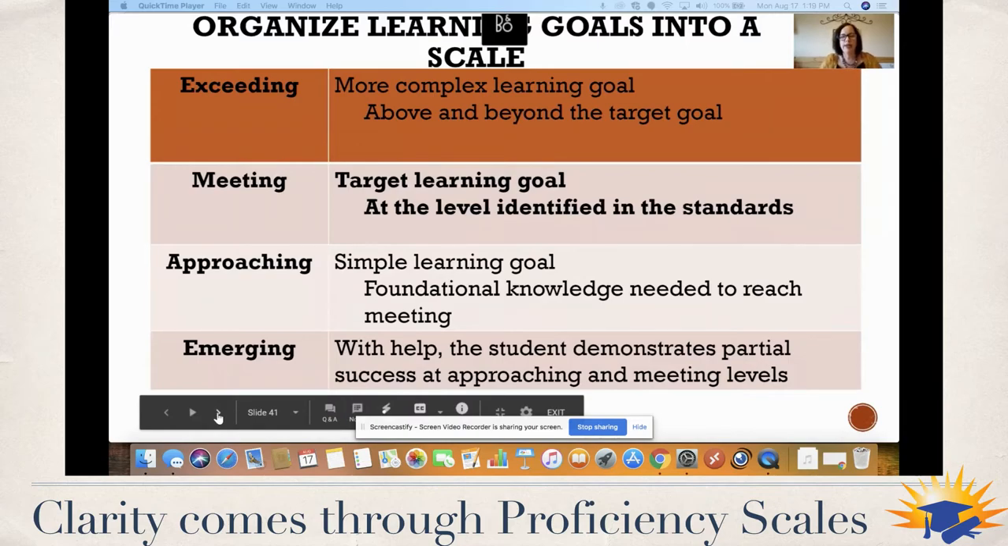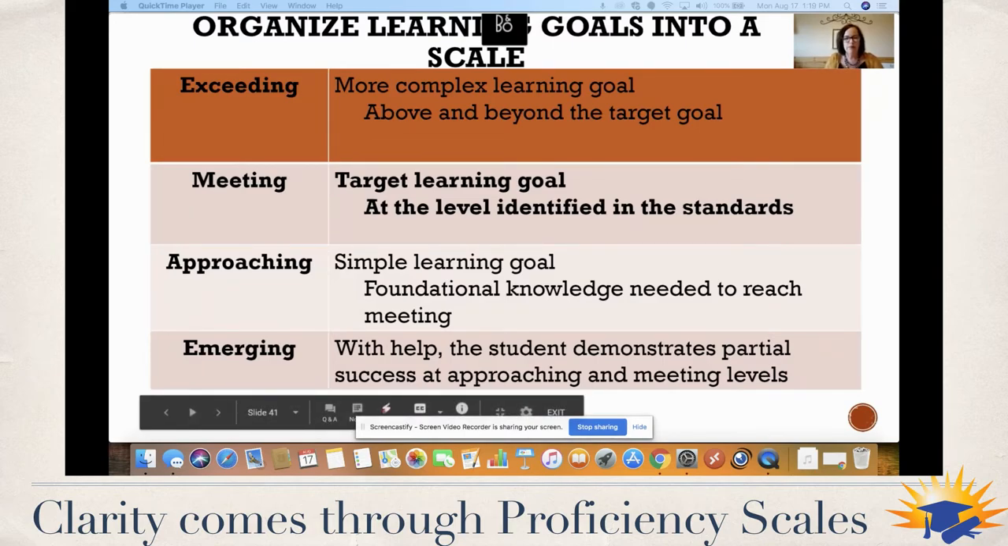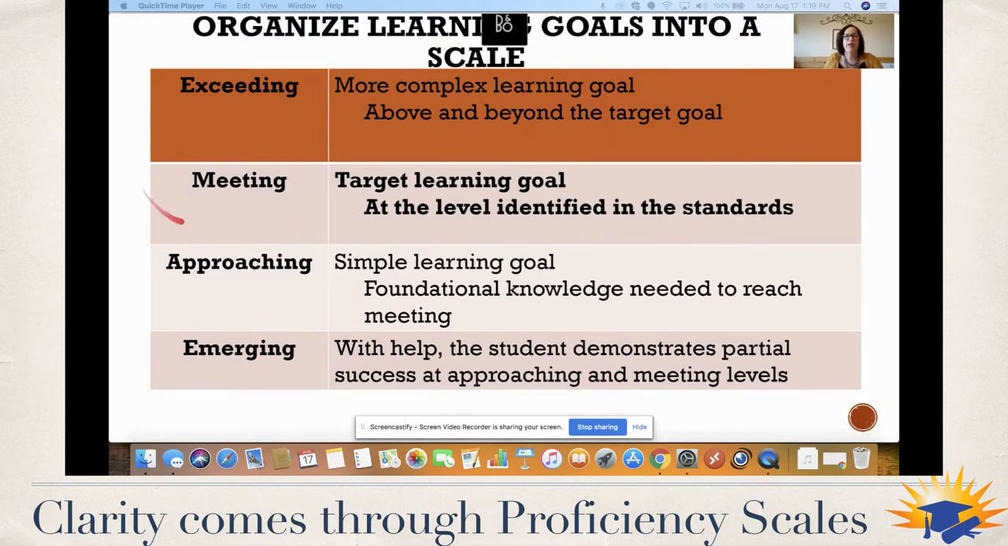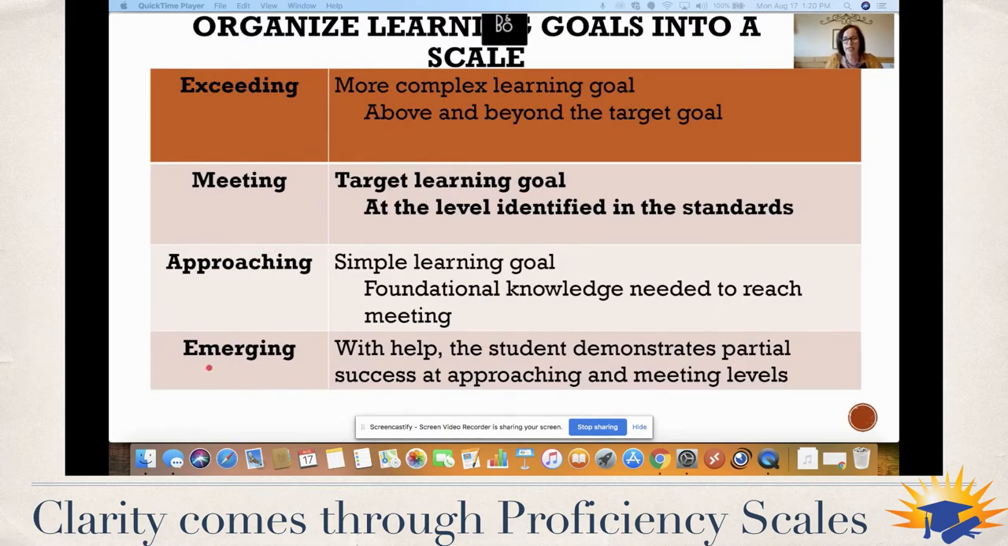So the scales that you have decided to generate are in four different levels. Meeting: this is the expectation, the standard itself, as stated in our Missouri Learning Expectations. This is the goal where we want all students to be by the end of the year. We talk about approaching, and approaching is the simpler learning goal, the foundational knowledge that is needed in order to get to meeting. And this is also where we just decided those essential standards that need to be revisited from the grade before, they would be in this level of your standard if it's a foundational skill on one of your priority standards.